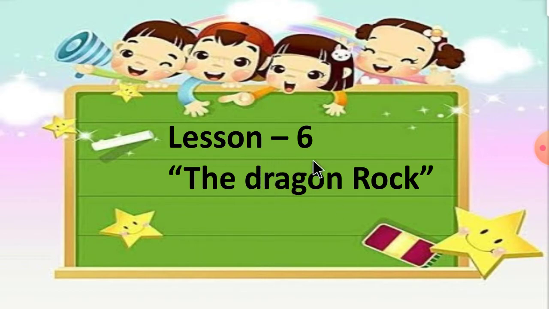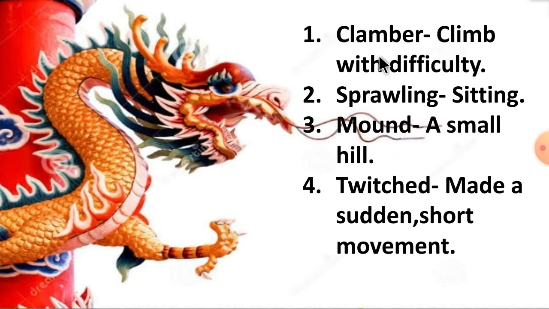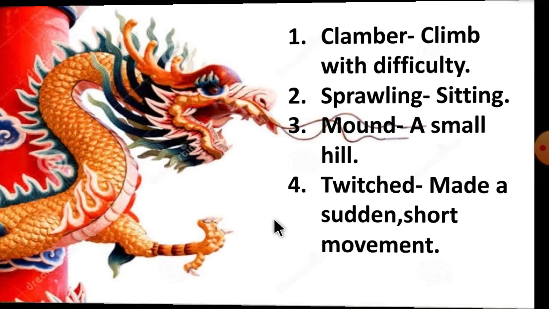Then next is meanings of lesson number 6, the dragon rock. So let's see. Clamber, climb with difficulty. Sprawling, sitting. Mound, a small hill. Twitched, made a sudden short movement.